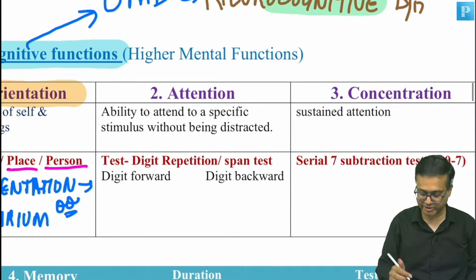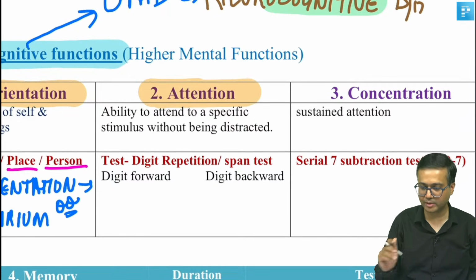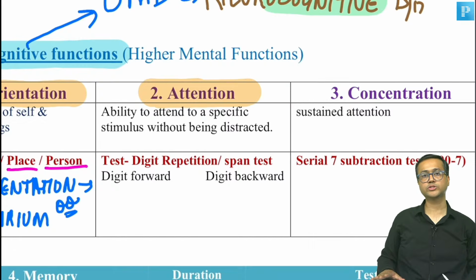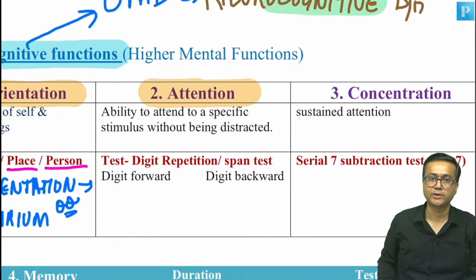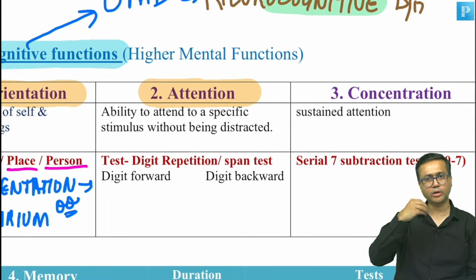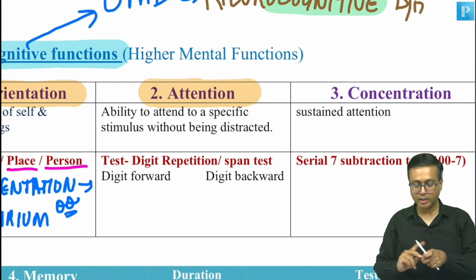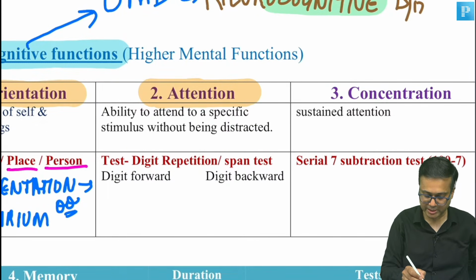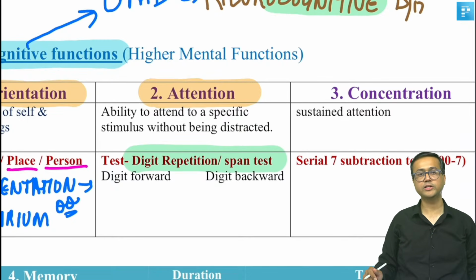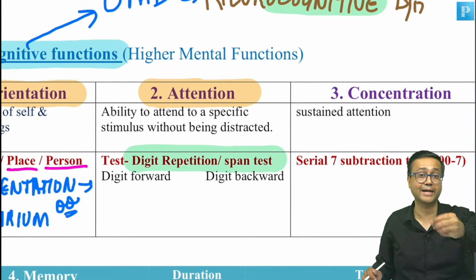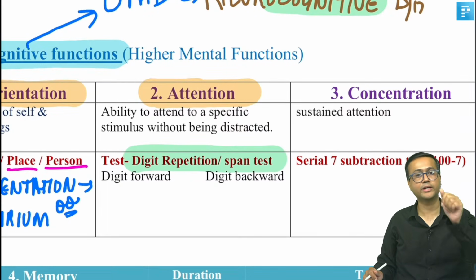Beta next is attention. Dekho, again don't mug up any definition. See, in the classroom teacher would say pay attention. So what does that mean? Focusing on one particular stimulus. So attention ka matlab hai ability to focus. So what is the test? Beta sometimes they may just ask you the test. The test which we use to assess ki kya attention intact hai nahi is digit repetition or digit span test.